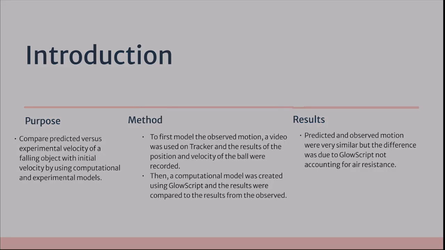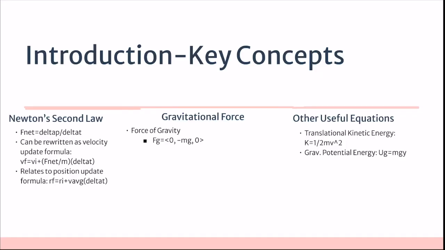Some key concepts we need to know for this lab, first of all, are Newton's second law. F net equals delta P over delta t, and it can be written as both a velocity and position update formula. Vf equals Vi plus F net over m times delta t, and then final position equals initial position plus average velocity times delta t.